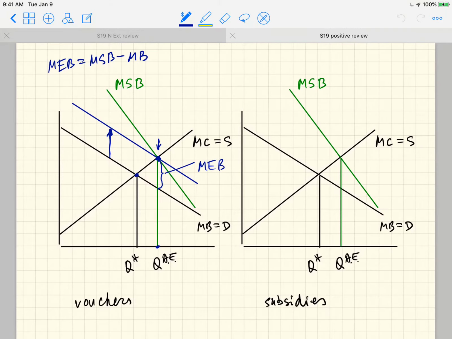All right, so that's basically it. We want to give consumers enough money per 1 unit to shift the demand curve up. So that will be D plus V. And the amount of money we want to give them per every unit they buy should be equal to marginal external benefit at the point of allocative efficiency, or graphically, this distance. All right, so this is how vouchers work.